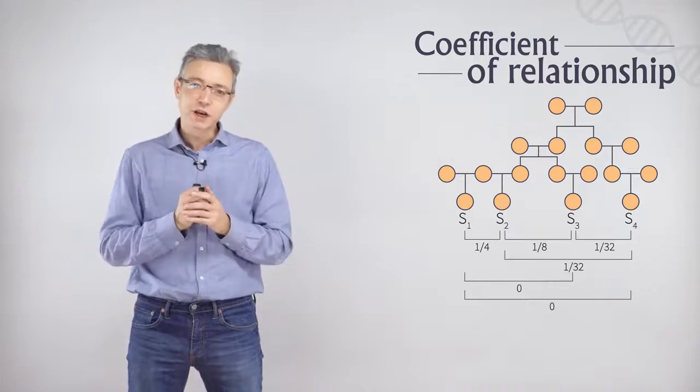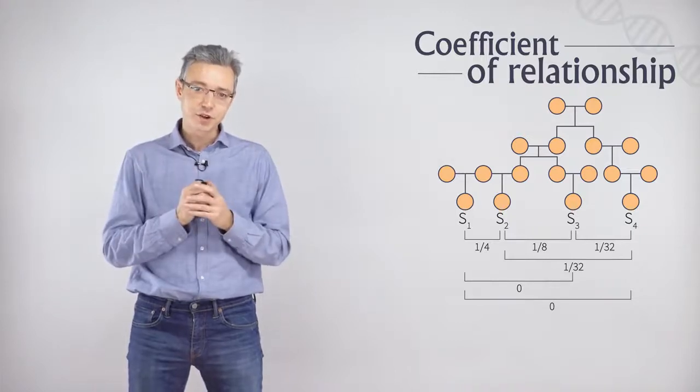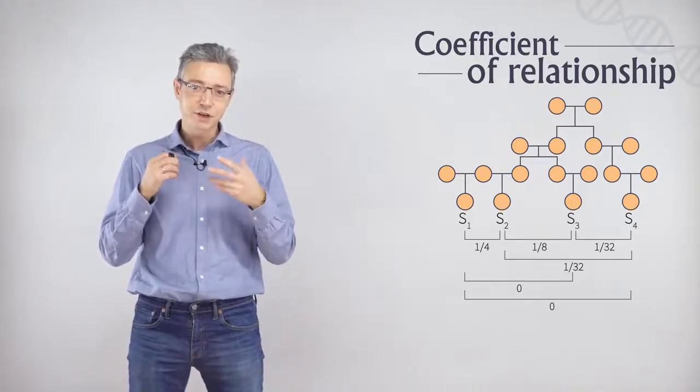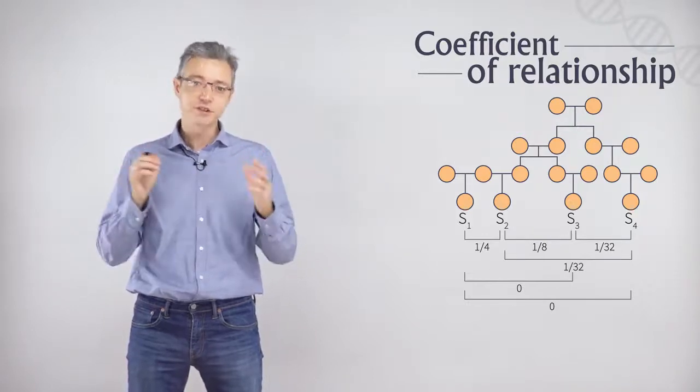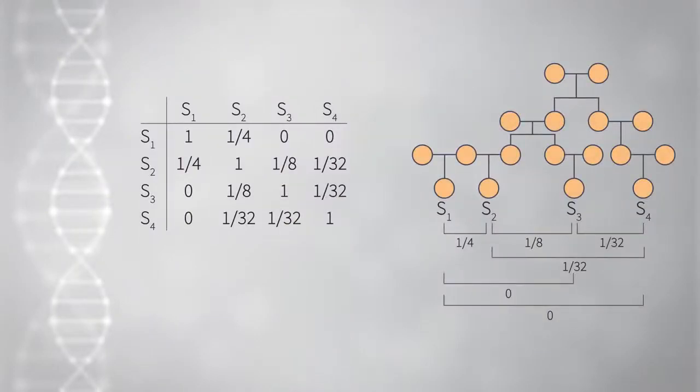You can compute these pairwise coefficients of relationship, and an important representation of this coefficient is the matrix form, which you can also see on the figure. From this matrix, we can immediately see what the coefficient of relationship is for any specific pair of individuals in this pedigree.